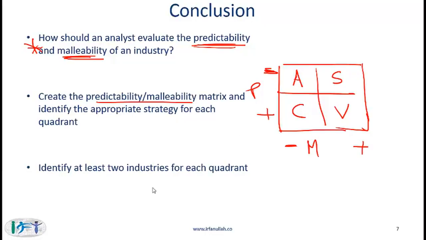It would be useful if you can identify at least 2 industries for each quadrant. We've talked about the oil and gas industry over here. We've talked about the internet software industry over here. This would be Ratan Tata in the automotive industry, for example. Adaptive would be specialty, fashion, retail industry, and so on.